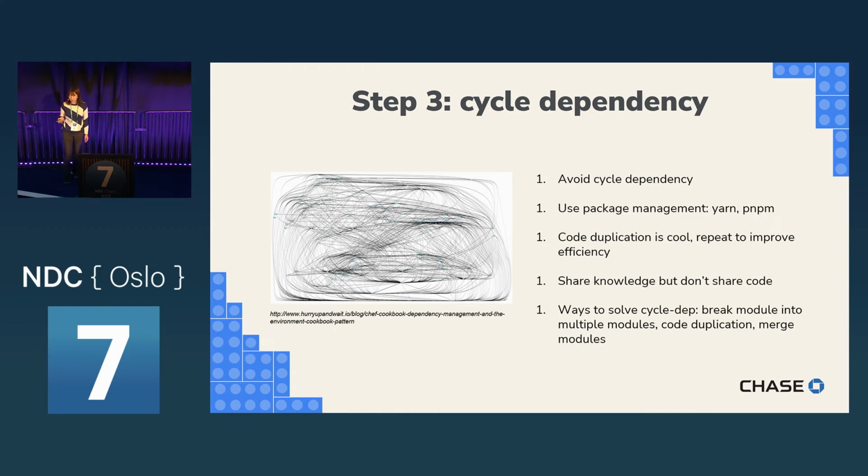So in your project, right, we definitely should avoid having circular dependency, and we should use package management as well. When we start learning programming, probably the first thing we hear from school is do not repeat yourself. But for the purpose of having your project in the micro front-end style, sometimes you do have to duplicate your code to reduce circular dependency, and also to improve efficiency as well.